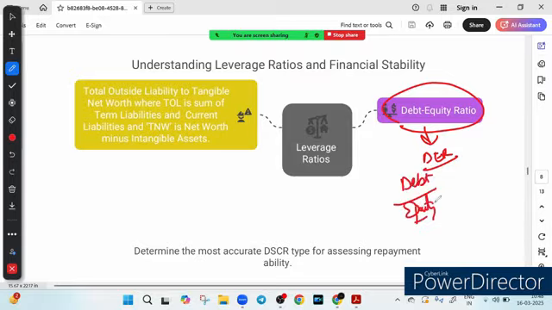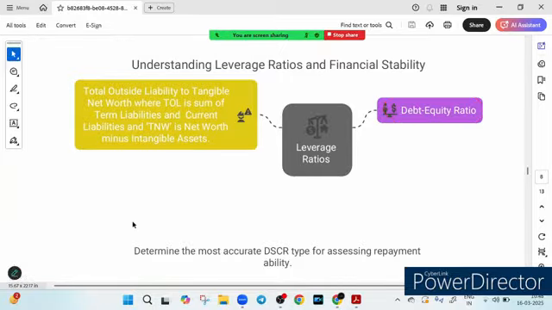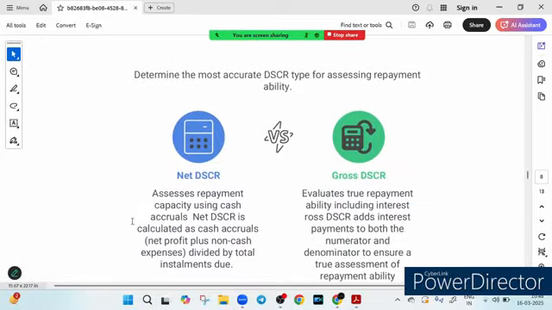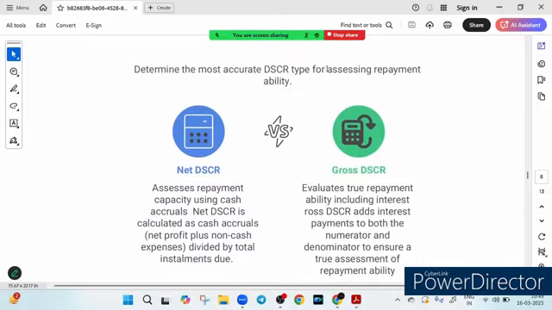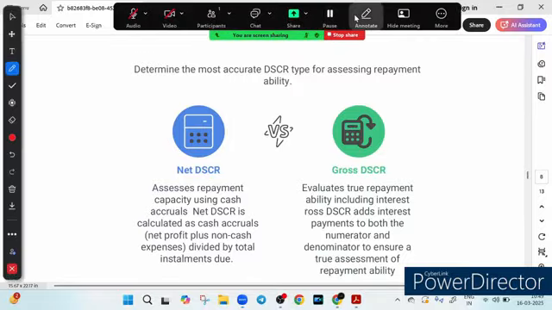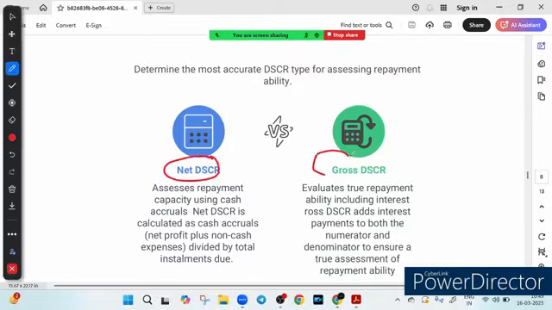Now there is something called DSCR. DSCR is called debt service coverage ratio. From DSCR there is a numerical question asked every year, very very important. There are two kinds of DSCR, net DSCR and gross DSCR.